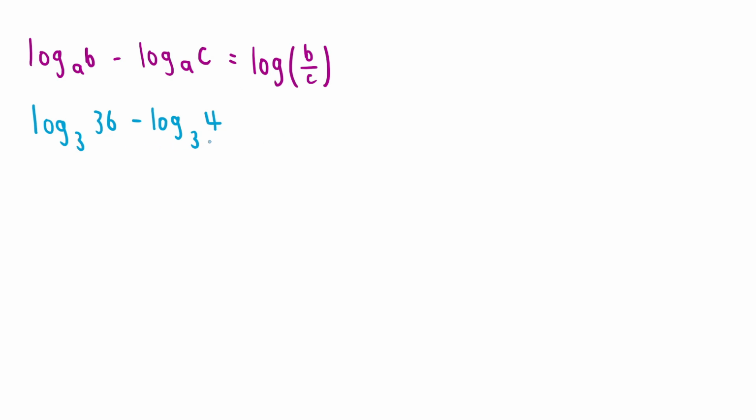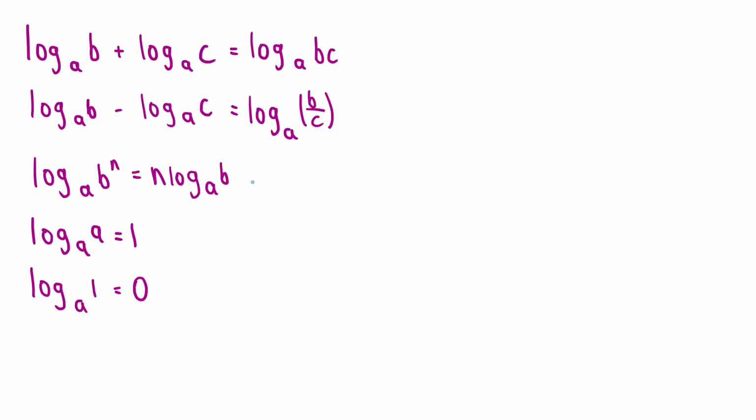Since both logarithms have the same base, we can rewrite this as log base 3 of 36 over 4, where the argument of this logarithm is just the argument in the first logarithm, 36, divided by the argument in the second logarithm, 4. So now we can simplify this because 36 divided by 4 is just equal to 9. So this is just equal to log base 3 of 9. And then we'll see that this is definitely an integer value because 3 to the power of 2 is equal to 9. So log base 3 of 9 is just equal to 2.